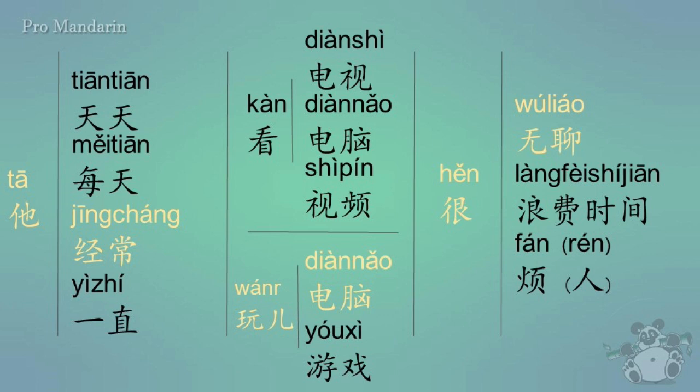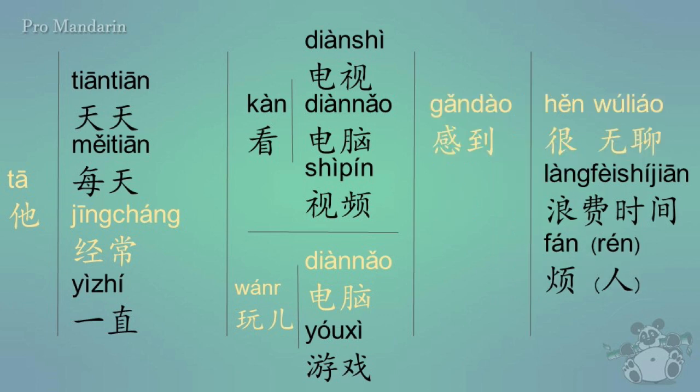So all we have to do is say 感到 before you say whatever adjective. So in other words, 他经常玩电脑感到很无聊. So this is what he feels. He often plays computer, feels very bored. And there's at least a couple other ways of saying it.